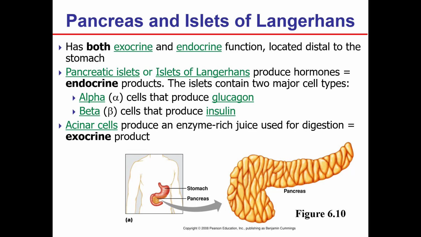The acinar cells produce the enzyme gastric juices used for digestion, which is the exocrine product. We want to focus on the endocrine products.